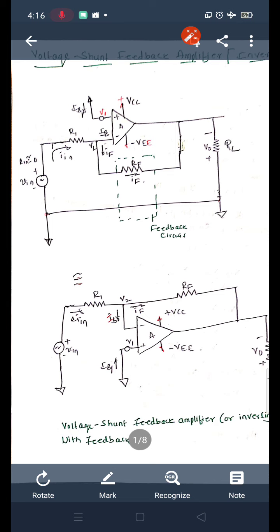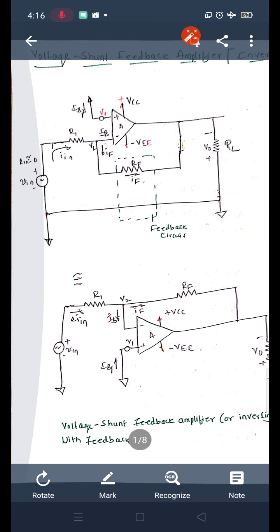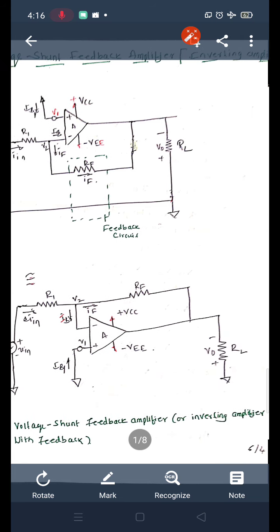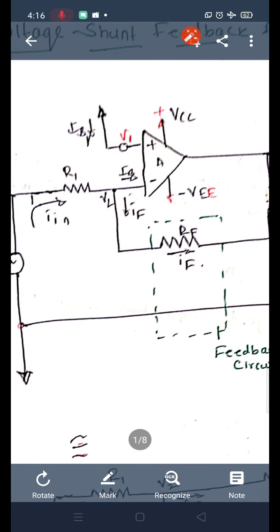So the equivalent circuit can be written as shown in figure B, same as above in figure 1. And now we would like to find the closed loop voltage gain of this circuit. So how do we find the closed loop voltage gain of this shunt feedback amplifier?